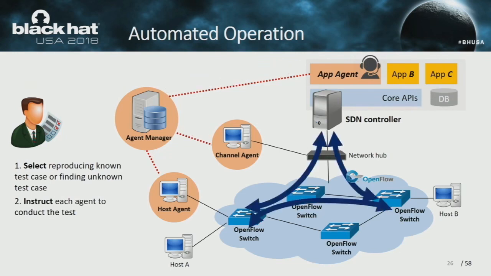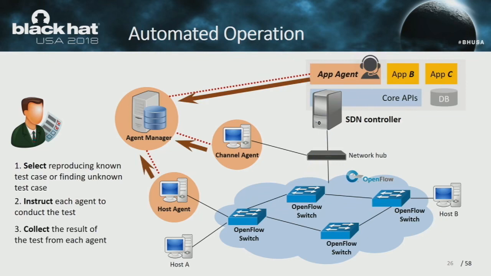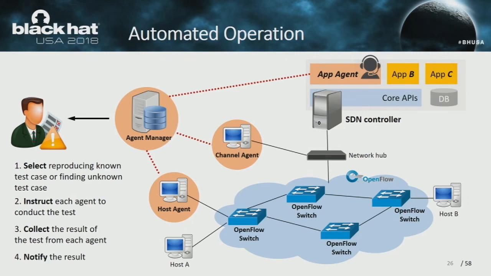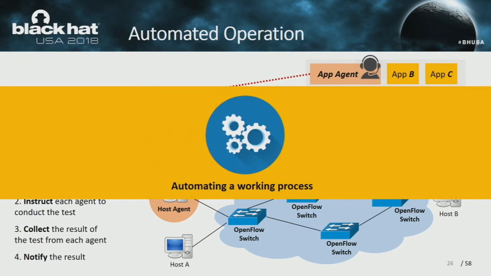Then, when finding new vulnerabilities, the fuzzing modules in each agent randomize the SDN control flows from their location. After the test case is done, the agent manager collects the test result from each agent and analyzes it. Finally, the agent manager tells the network operator if the network has passed the test cases or not. So from this brief workflow, we can see that Delta is a highly automated framework, which is our first design goal.